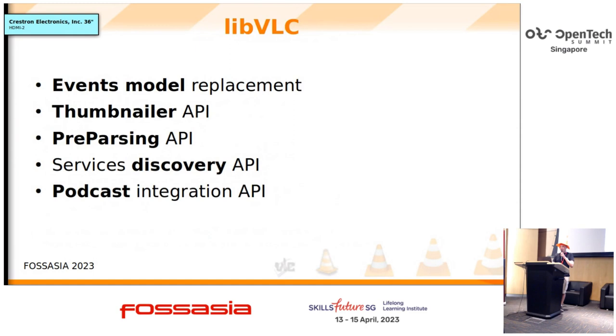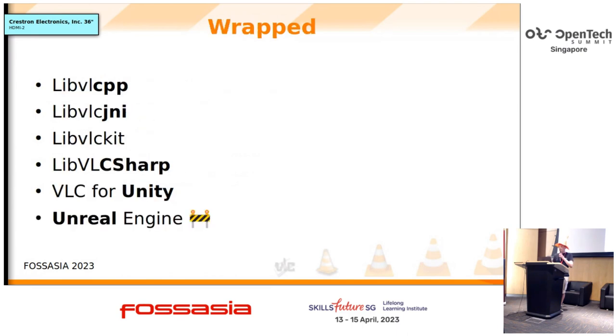For the developer, we are replacing a lot of things, so we are exposing a lot of API. I'm not sure how much time I still have. Okay, good. And we are also discarding the bogus event model. But anyway, that's not interesting for people.